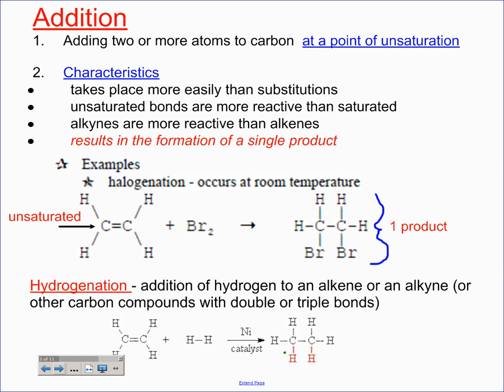That's different from addition. In addition, you start with an unsaturated hydrocarbon. Unsaturated meaning it has a double or a triple bond. That means that double bond or triple bond can break and you can add more atoms. So in this case, the double bond breaks and you add bromine atoms. Look over here at the product. You have one product in addition. One product. The two things combine to form one.